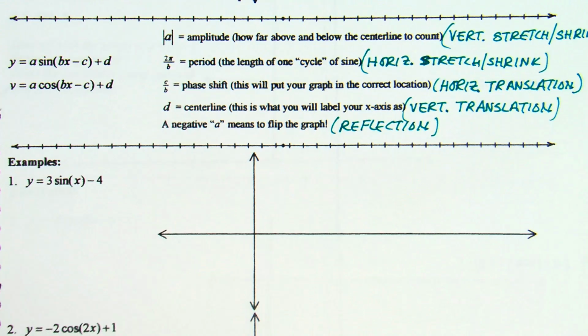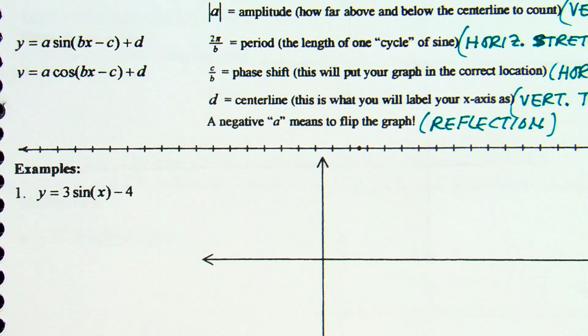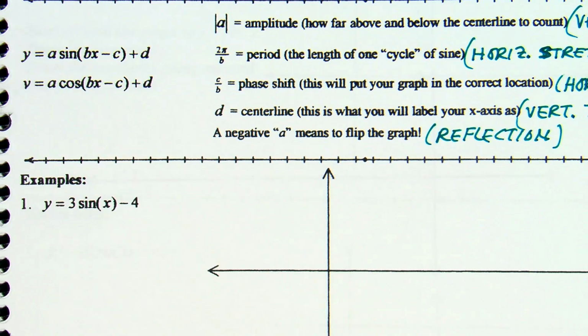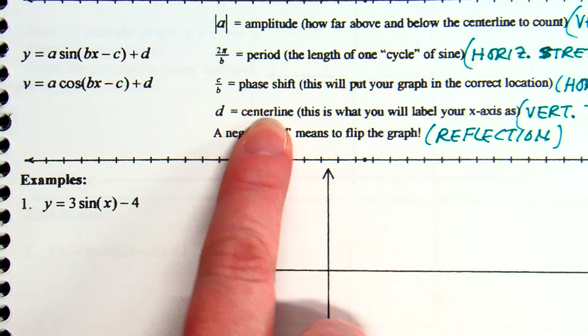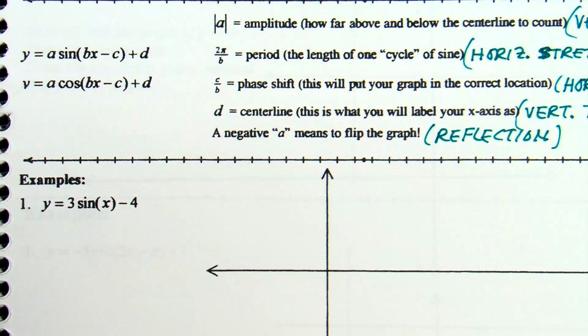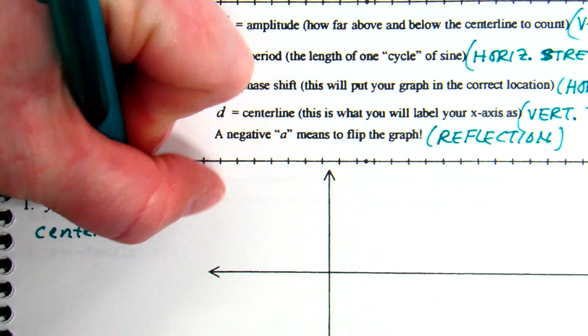Okay, so using this chart here, let's try example 1. Y equals 3 sine x minus 4. So identify the pieces here. Let's start with center line. What's our center line going to be? Negative 4, because the center line is the D value, and it's the number added or subtracted at the end. So I'm going to write here that center line is negative 4.